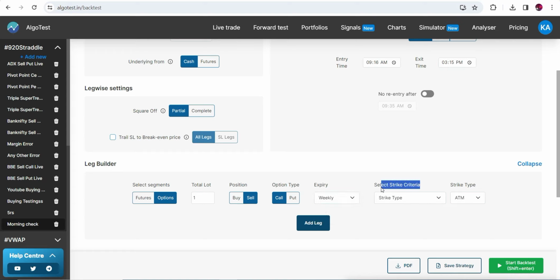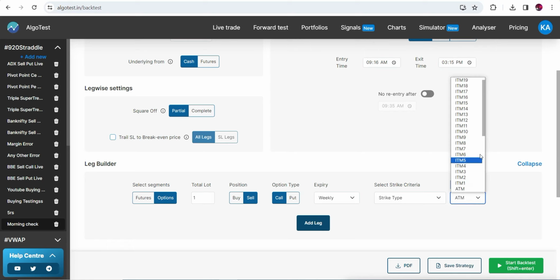Now under select strike criteria, they give you many features to select your strike, but today we are only going to select the out of the money strike, so we will select strike type here. All the other features we will discuss in detail in our next videos. Here in strike type, you can select ATM strike, out of the money strike, or in the money strike. For example, we want to select OTM one, a one strike out of the money strike. So which strike is one strike out of the money?